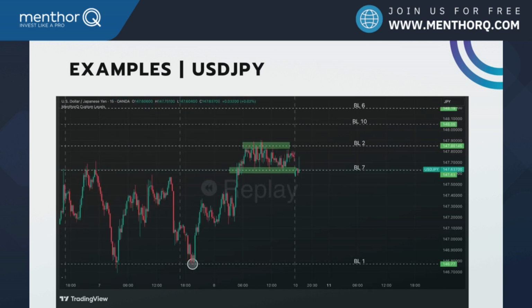Here is another example with JPY. First, we have a very strong potential entry point at BL1 at the bottom here in the center of the chart. Then the price moved to BL7 and BL2 and kind of went in a range for the whole day. So depending on whether you're a scalper or a position trader, you could have used that data to potentially understand entry, exit, or even manage your risk right there.